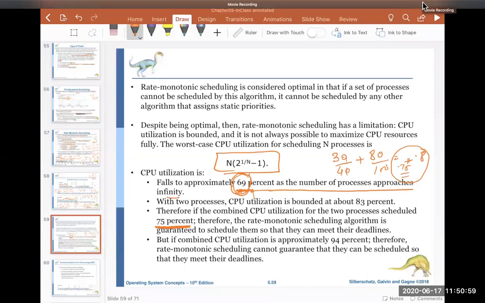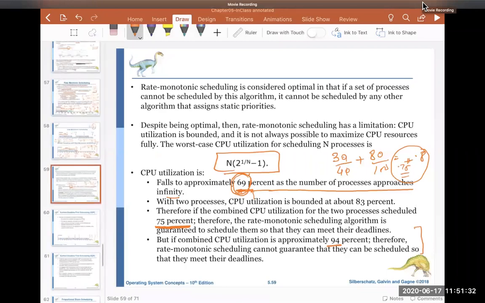if their CPU utilization is smaller than 69%. So that is basically used, but still it can go up. That is the worst case, and it can still go up. In the last case we discussed, the utilization was 94%, and that's why it was not able to execute and missed the deadline.